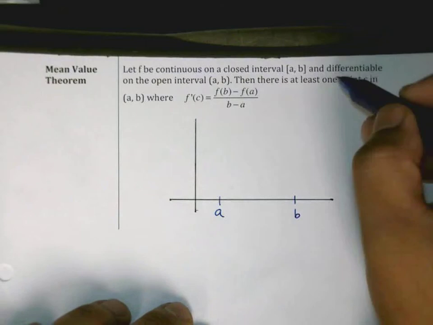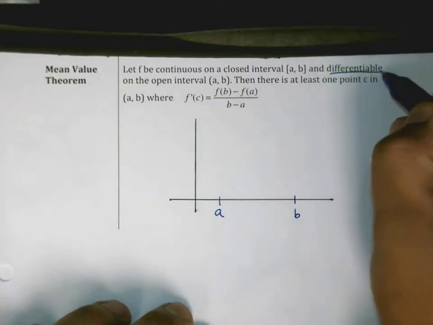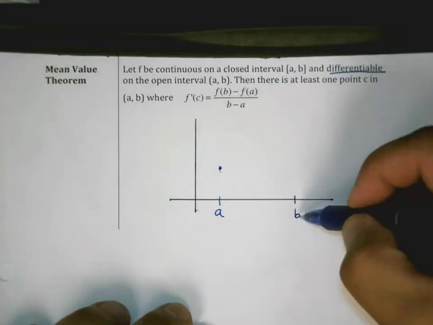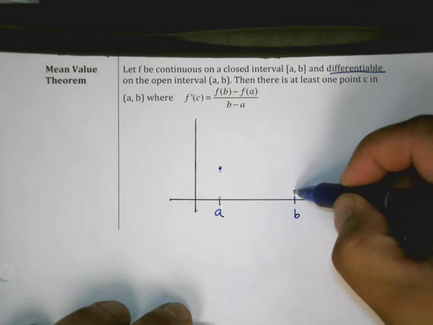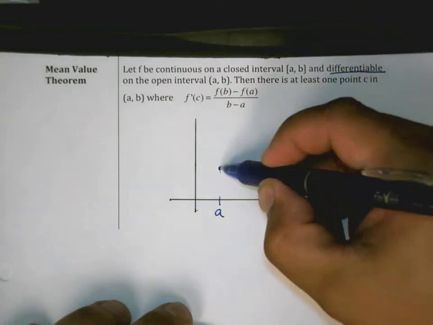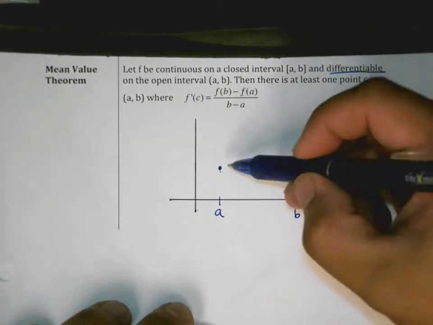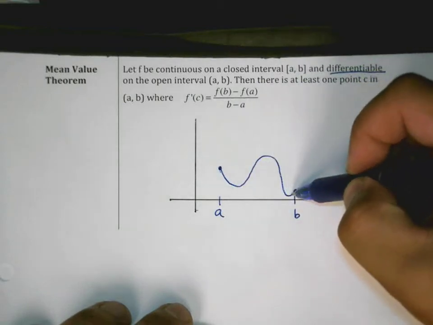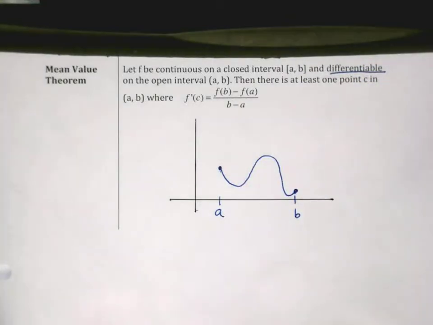So A could be anything, B could be anything. Just for fun, I'll make B smaller than A, and f of B smaller than f of A. And let's say this function looks something like this. It doesn't really matter how we sketch it, so let's just say arbitrarily that it looks something like this.